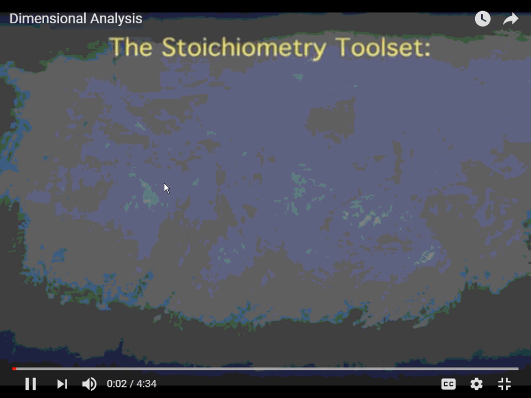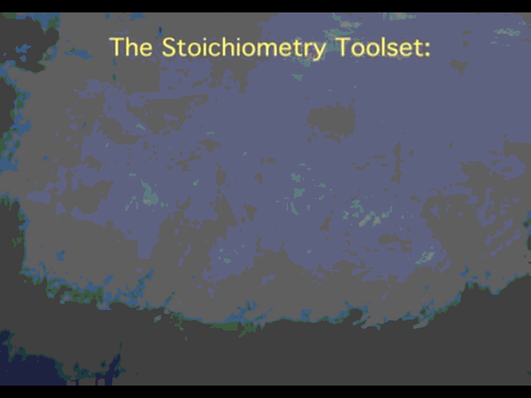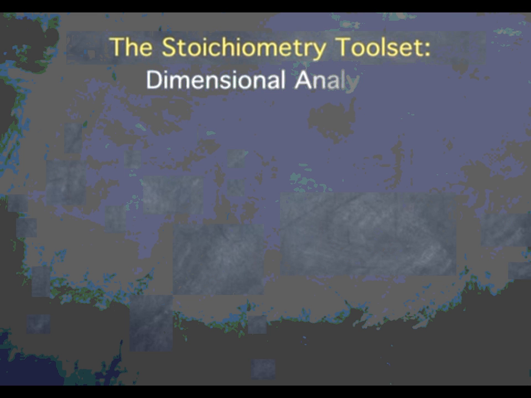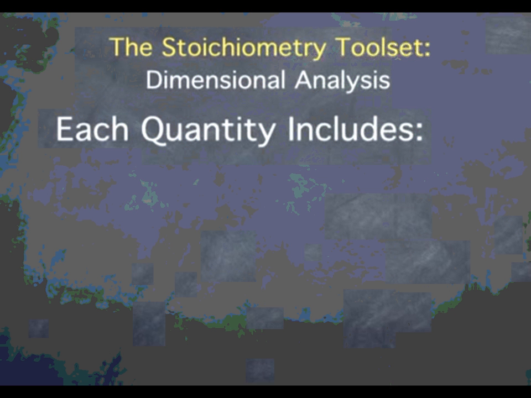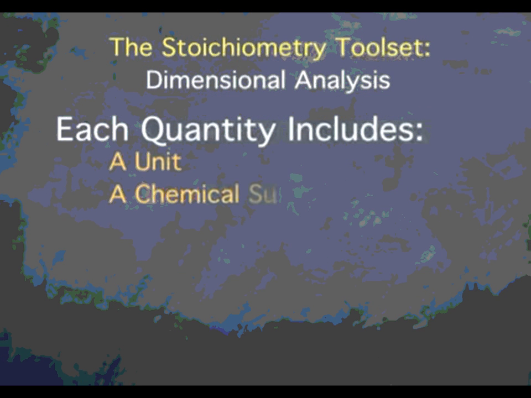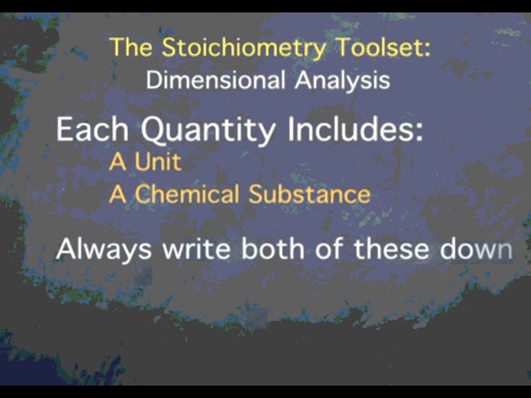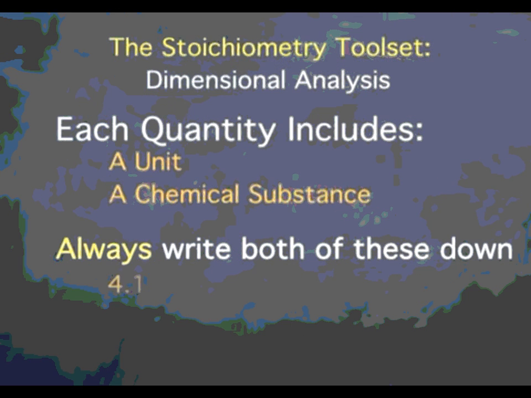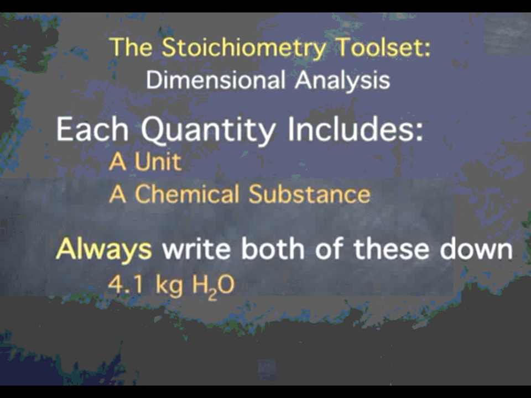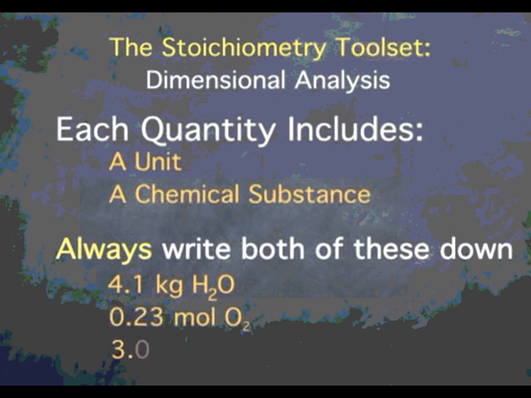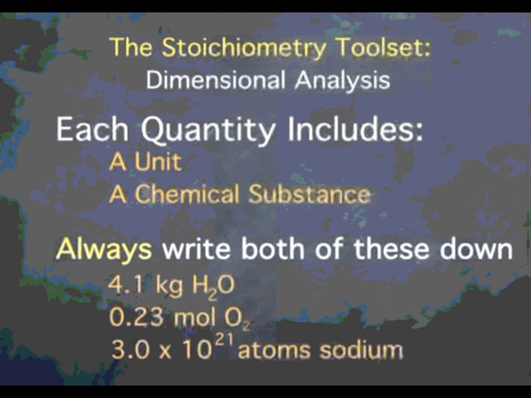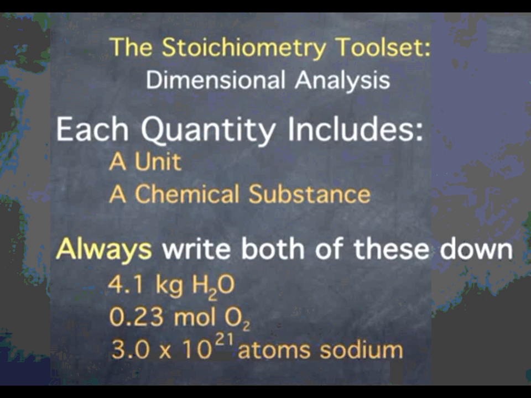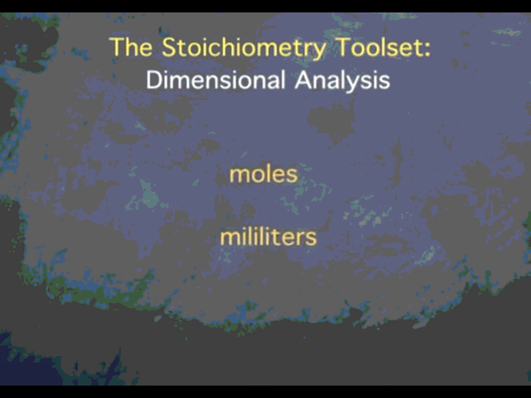Stoichiometry provides a set of tools that chemists use to manipulate quantities of substances. In working with chemical quantities, it is important to remember that each quantity has associated with it both a unit and a chemical substance. And it is important to always write both of these down. So, for example, we will write 4.1 kilograms of water, or 0.23 moles of oxygen, or 3.0 times 10 to the 21st atoms of sodium. Dimensional analysis provides us with the tools needed to convert between different units of measurement.